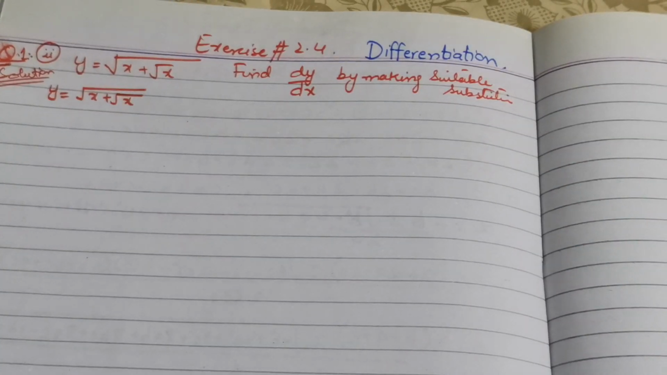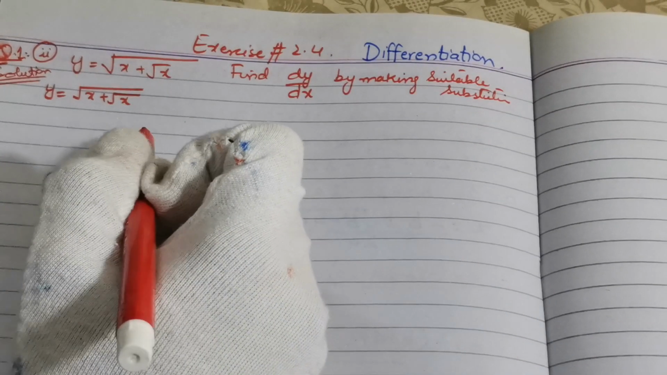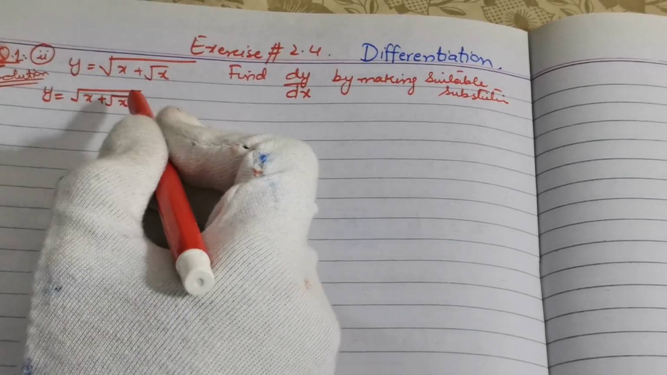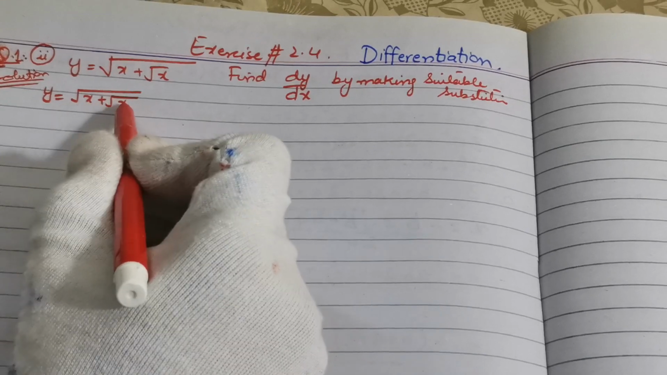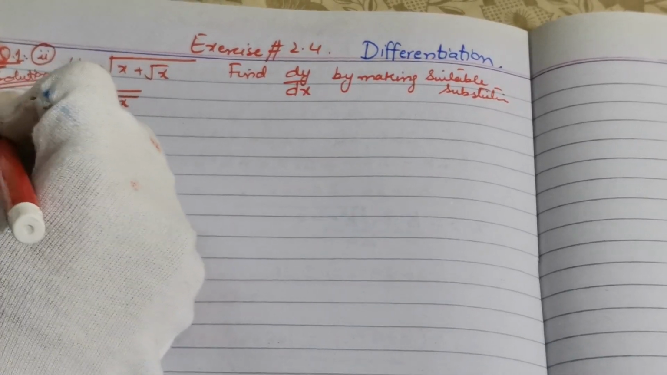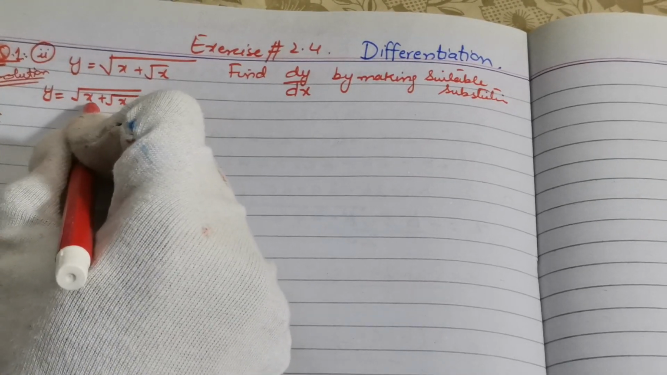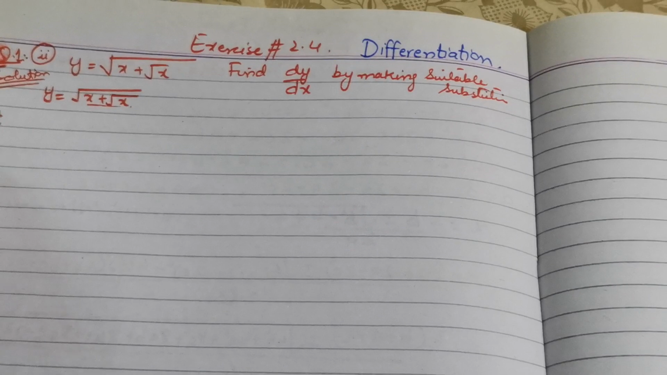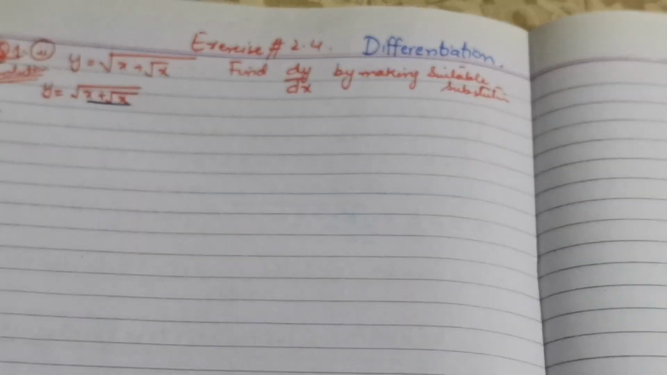We solve question number 1 part 2. Find dy by dx by making suitable substitution. It means we'll substitute any variable instead of this term. So let this term, we consider this term. We consider this in a term.